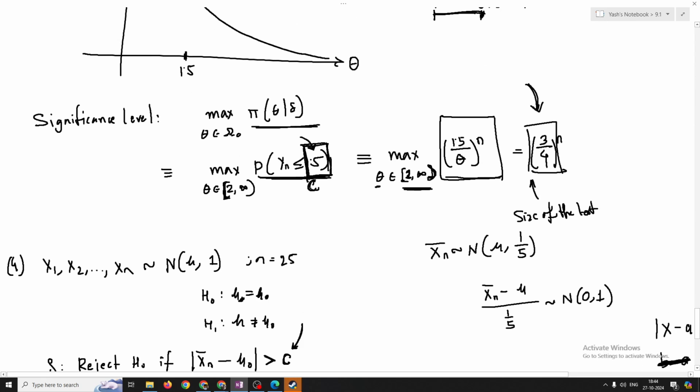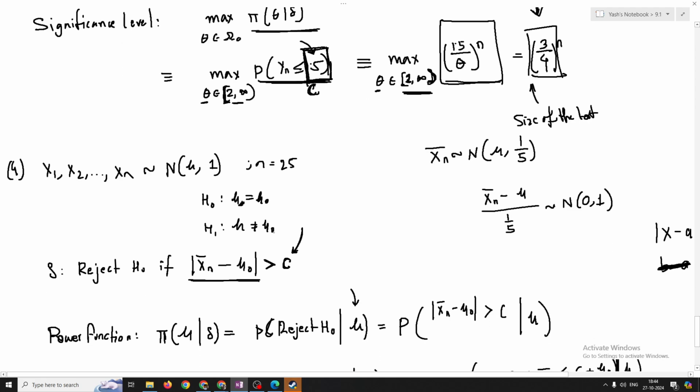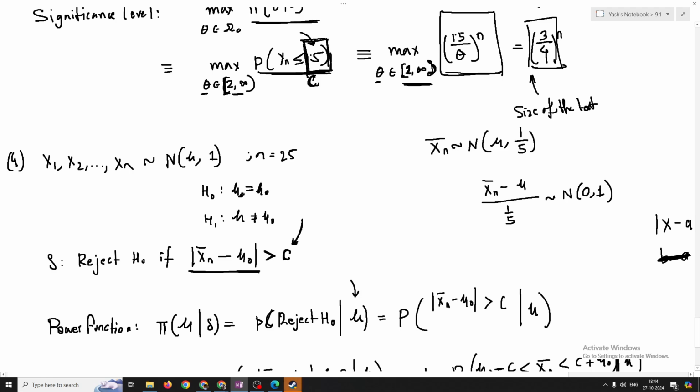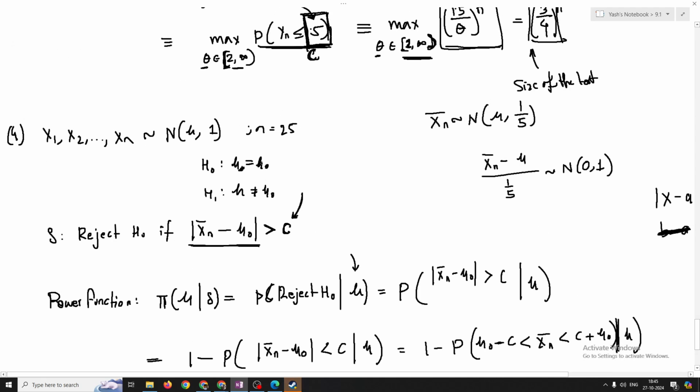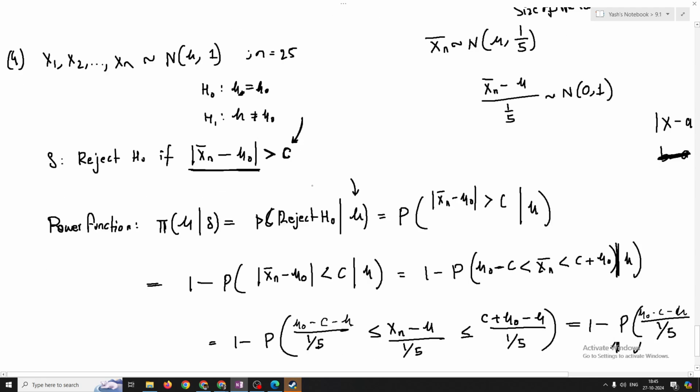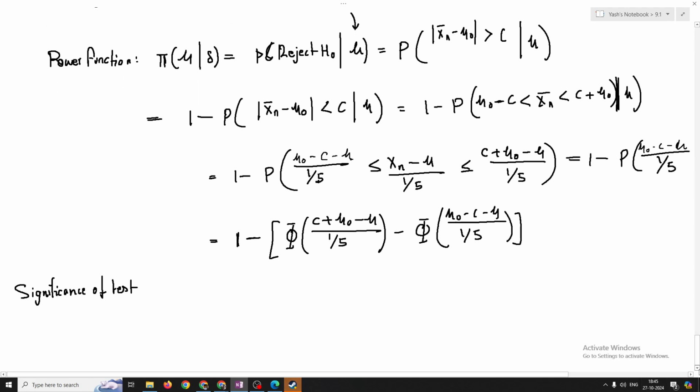Now, in the earlier case, we had a range of values for our parameters. If I put different values of theta, this entire thing goes down, and that is why the appropriate value of theta to maximize this thing should be 2. But in this case it is much easier, because we just have a single value under our h naught. So we do not have a range of values, and there is no other value to put in to maximize the function. So the significance of the test is just that value.